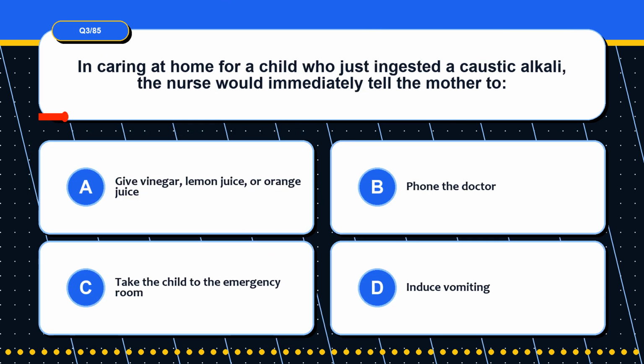Question 3. In caring at home for a child who just ingested a caustic alkali, the nurse would immediately tell the mother to. Here are the options. Option A. Give vinegar, lemon juice, or orange juice. Option B. Phone the doctor. Option C. Take the child to the emergency room. Option D. Induce vomiting.